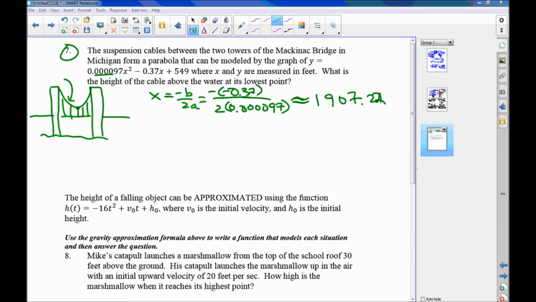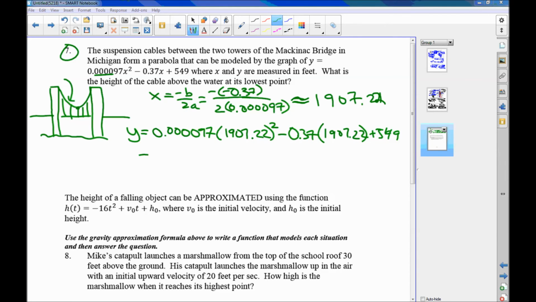And then we want to say, what is the height of the cable above the water at its lowest point? So I just need to plug this back into my function. So y equals 0.000097 times 1907.22 squared minus 0.37 times 1907.22, and then plus 549. Okay, so this will give us our minimum height above the water that this cable gets.